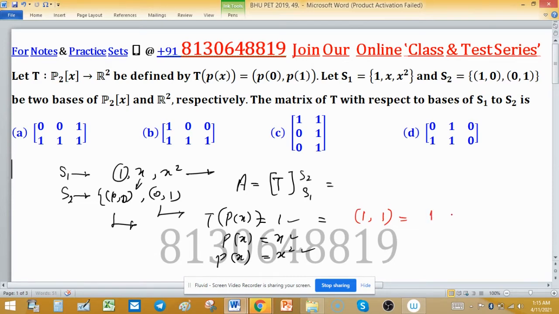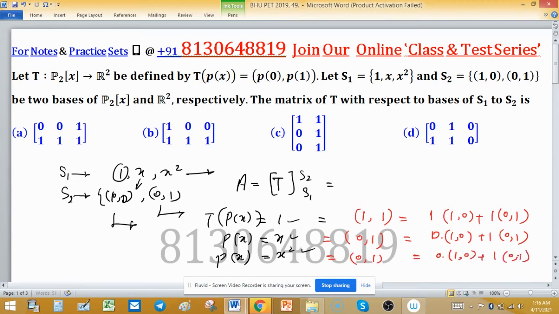So this is 1 times (1,0) plus 1 times (0,1). This is x, so T will send this as P0 is 0 and P1 is 1 because of the identity polynomial. So this is 1 times (1,0) plus 1 times (0,1), and the last one is x square. So P0 is 0 and P1 is 1. So again this is 0 times (1,0) plus 1 times (0,1).